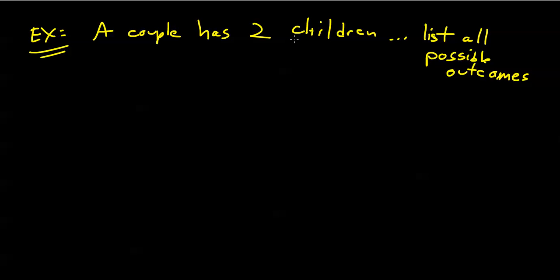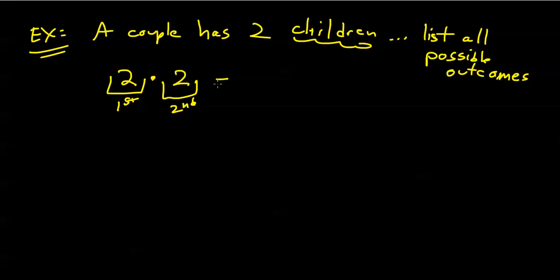Well, when you're having children, there's 2 possibilities for each child. And what I can do is say, there's 2 possibilities for the first child, gender-wise, times 2 possibilities for the second child, gender-wise, and that comes out to 4 possible outcomes.